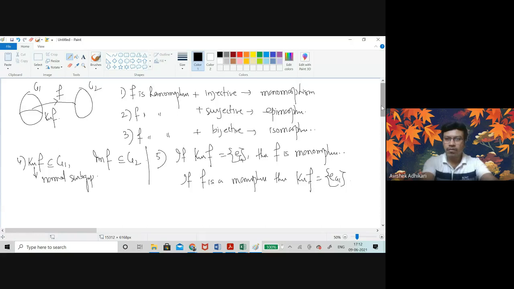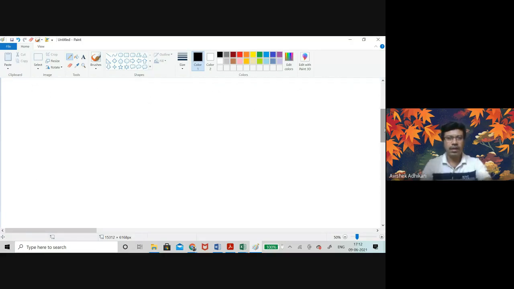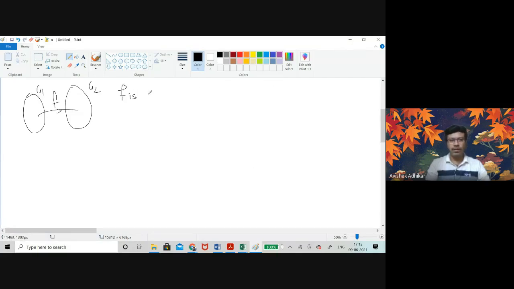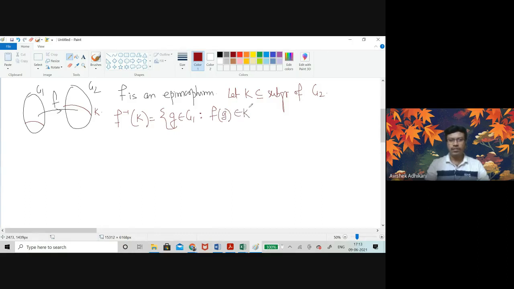Now, just have a look at a simple result. Suppose I have a mapping from G1 to G2, and F is an onto mapping, so F is an epimorphism. Now consider a subgroup, say K. Let K be a subgroup of G2. Then how do we define F inverse K? It means all such elements g belonging to G1 such that F of g belongs to K, that is, all those elements whose images go into K. So this is my F inverse K.